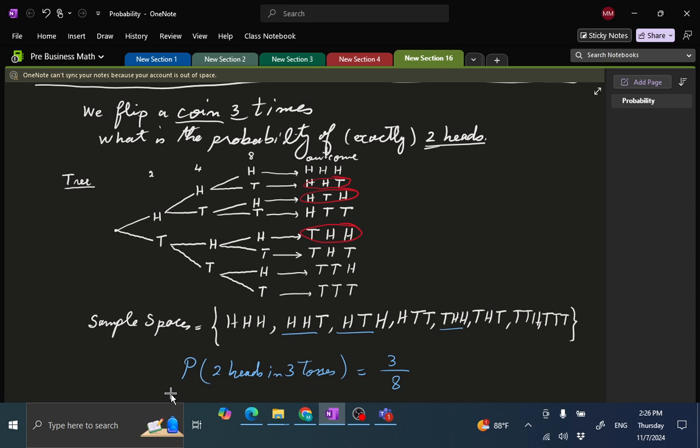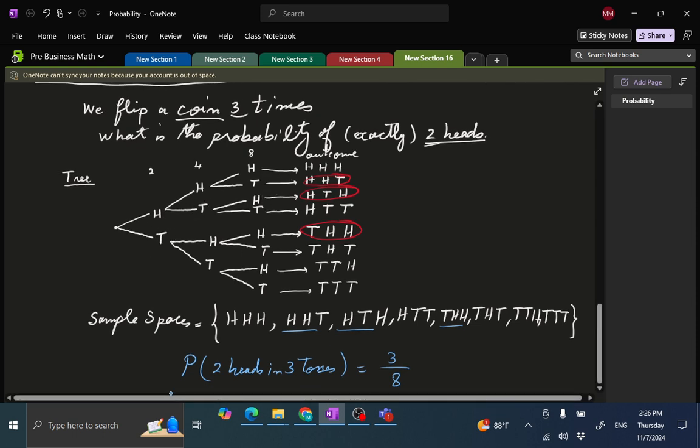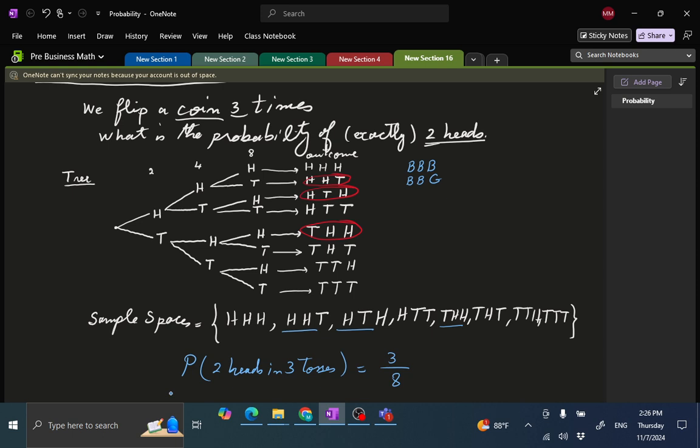Notice if we had, instead of coins, the issue of gender in a birth, this could have been, for example, a boy and a girl, and a boy and a girl, and so on. So instead of H's, I would have had B's, and instead of T's, I would have had G's for the girls. So it would be exactly the same thing. Probability of having 2 boys in families of 3 kids, assuming that the probability of boy or girl is 50%, for that one also would be 3/8.